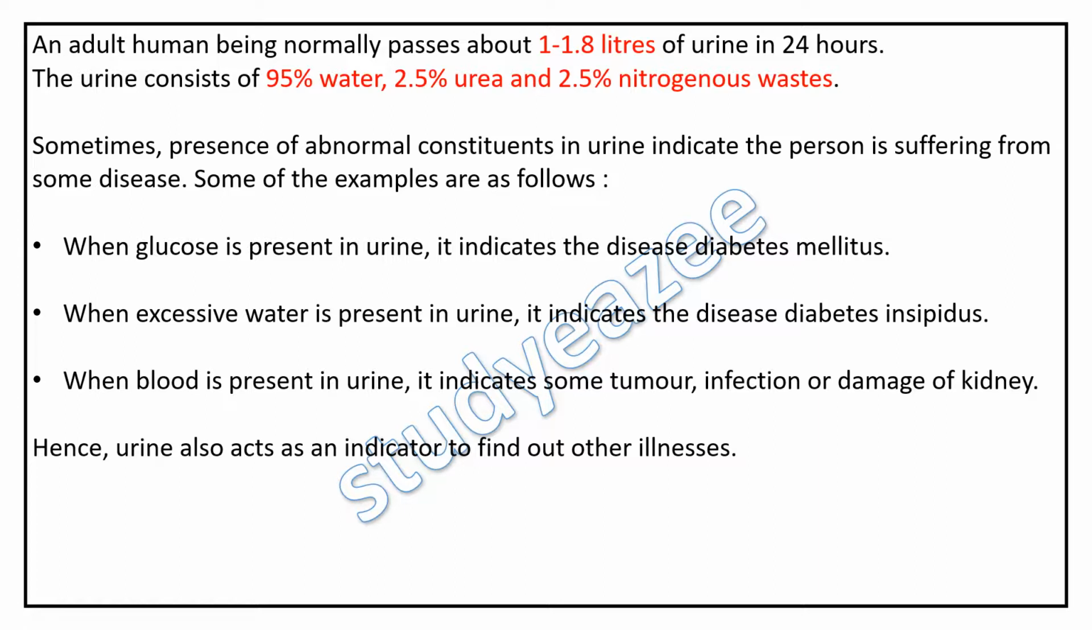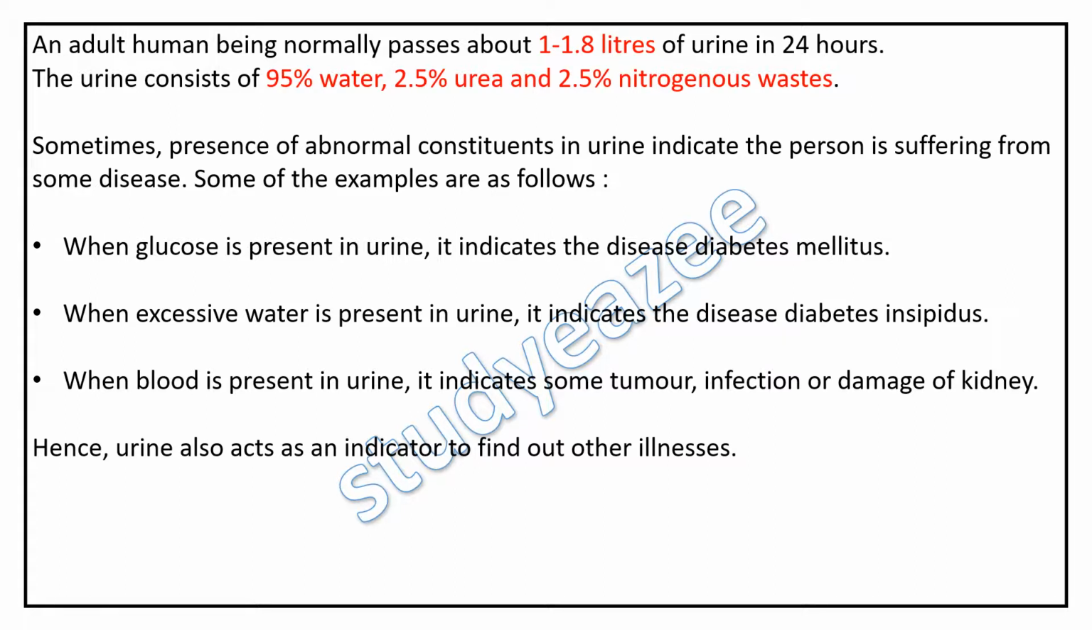An adult human being normally passes out 1 to 1.8 liters of urine in 24 hours. The urine consists of 95% water, 2.5% urea and 2.5% nitrogenous waste. Sometimes the presence of abnormal constituents in urine indicates the person is suffering from some disease. Some of the examples are as follows.